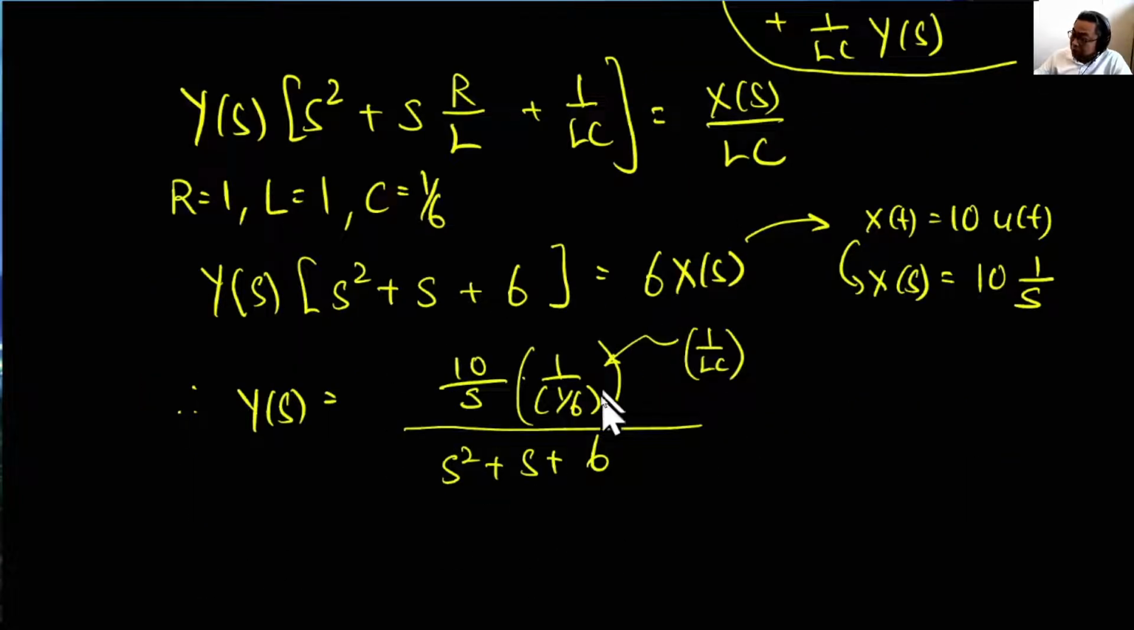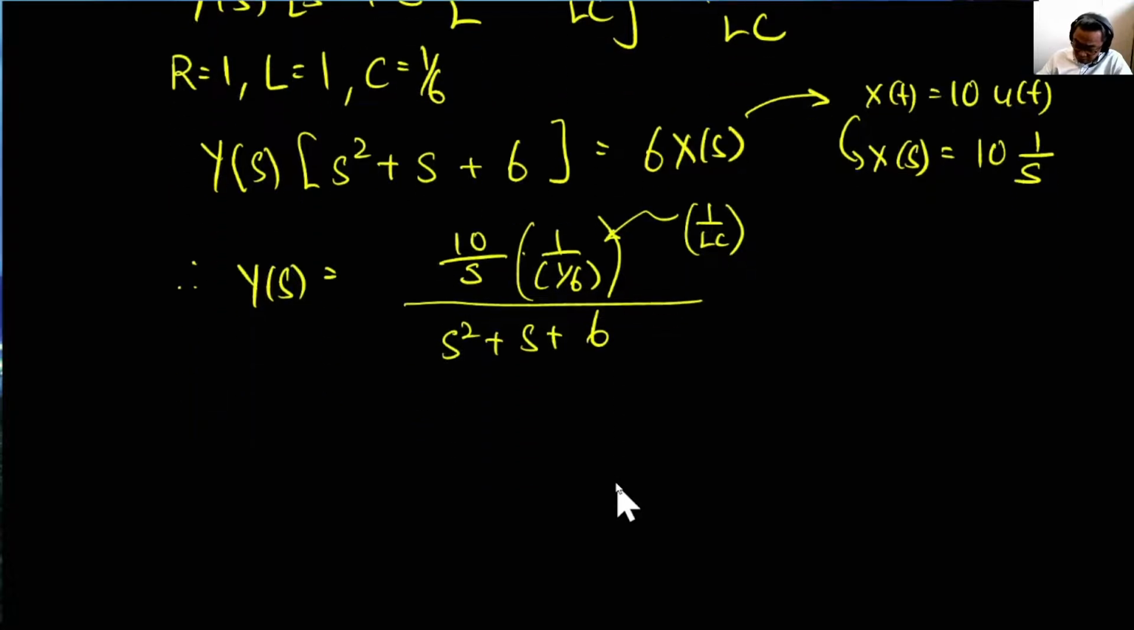We work it out. In my solutions, I retain the 1/LC here, and this is xs, which is 10/s for the 10 times unit step. We bring ys, this polynomial, to the other side, and now we are ready to solve for yt.